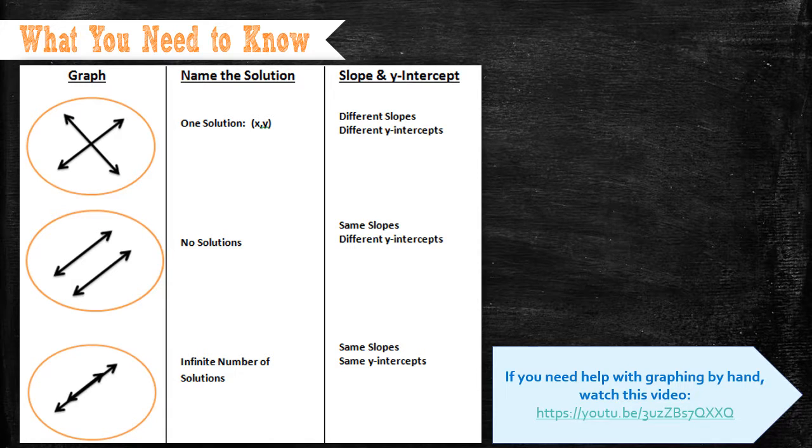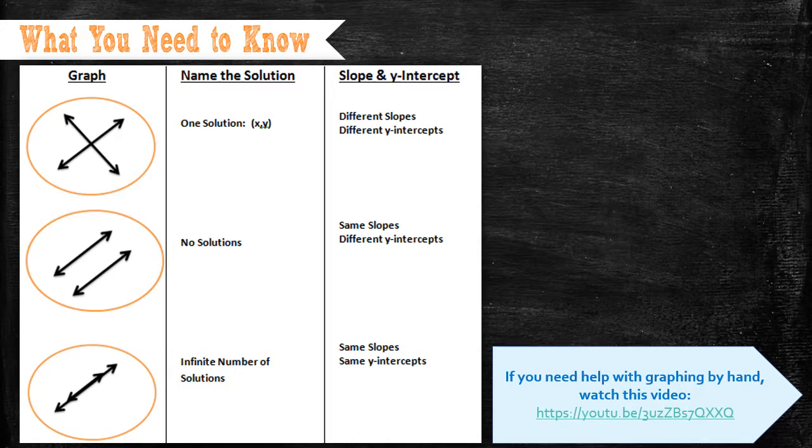The second scenario that you could have is when you have two parallel lines where the lines never cross. That would be an example of no solution. Those have the same slopes and different y-intercepts. And then lastly, we have our infinite number of solutions where the two lines are the same line, they overlap one another, and they have the same slope and the same y-intercept.